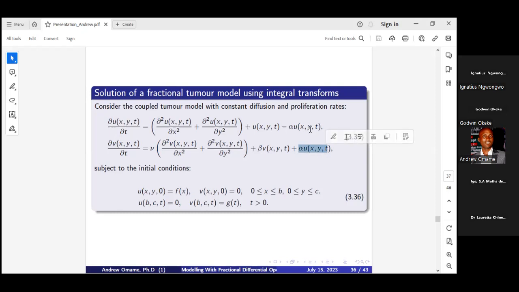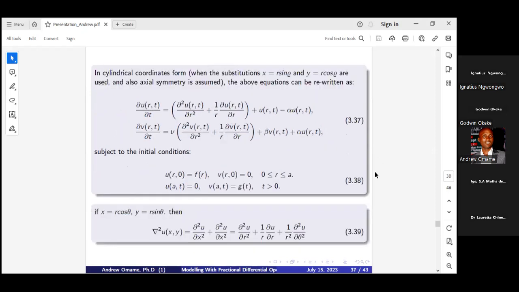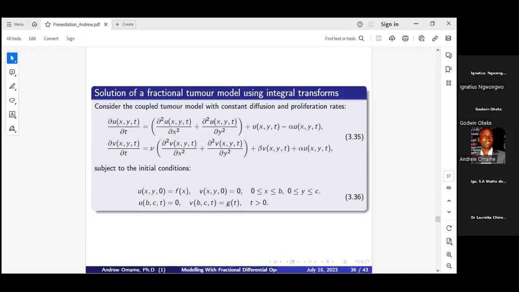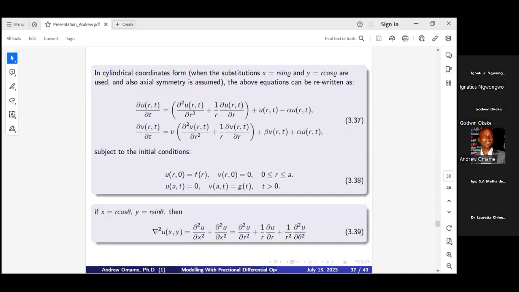But what we did is to solve this first one first. When you solve it, you now put the expression of the solution of U in the expression for V and now solve. In cylindrical coordinates, this is one thing we do. Remember, your initial problem is in x, y, t. So what we do is to transform into cylindrical coordinates using this substitution, x equal to this and y equal to this. If you use this substitution, then the previous equation transforms to this form, which you are having here.